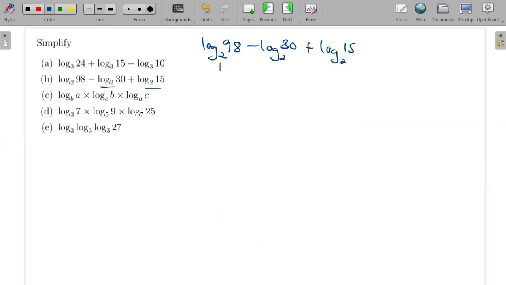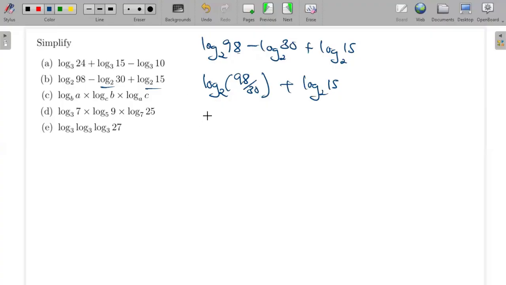Okay, so this here is just going to be, I'll say log base 2. And then since it's subtracting, I'm going to divide. So 98 divided by 30. And then you have plus log of 2, then 15 there. So here, what is this going to simplify to? So I can simplify the 98 over 30. 98 over 30.